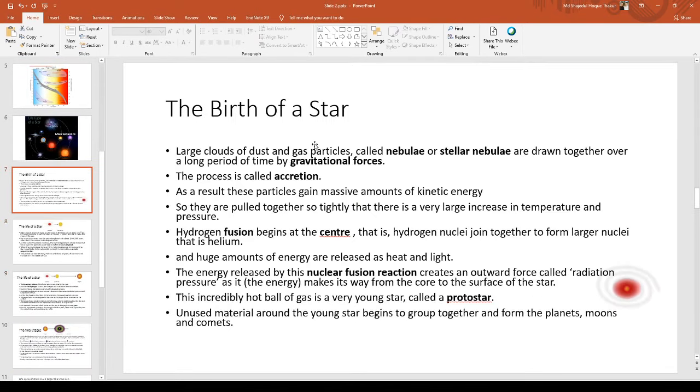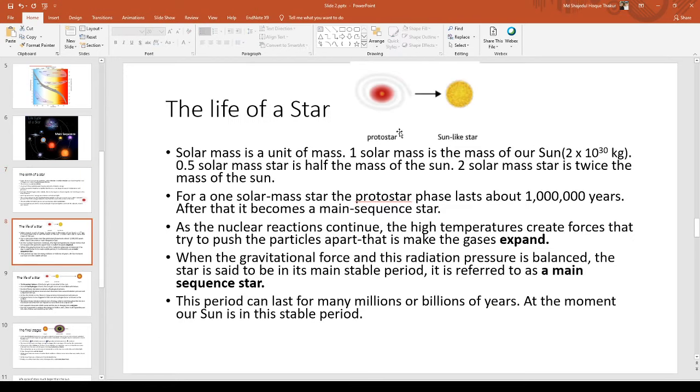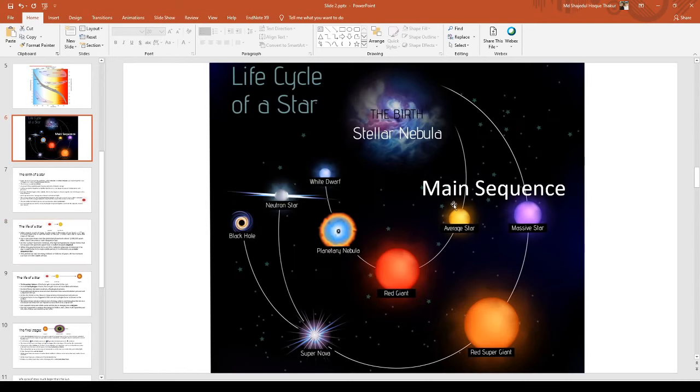Like from nebula, we get this very small star. It's like a baby star. We at first get this very small star, and then once its gravitational force is balanced by the radiation pressure, then it's a big normal main sequence stable star. So it's in between. The protostar phase is in between the nebula and average star. Again, nebula and main sequence. In between nebula and main sequence is the protostar phase.